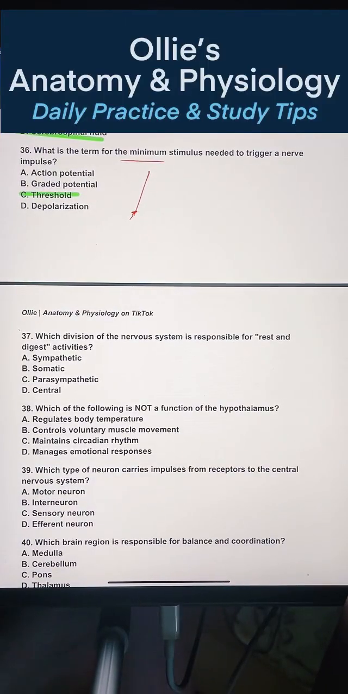37. We're going to move on to the next set of questions here on the next page. What division of the nervous system is responsible for rest and digest? Rest and digest. Trick question.